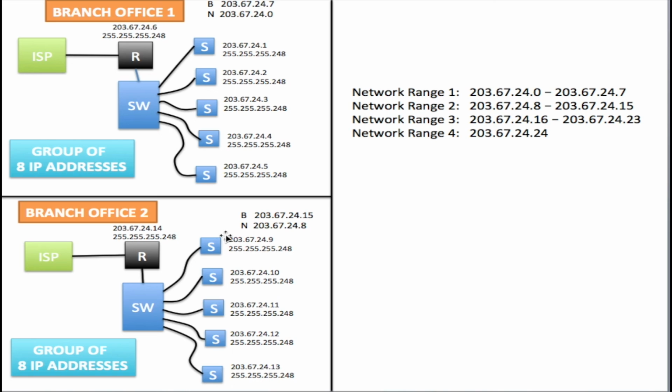Now you'll notice that branch office number 2, which is right here, 203.67.24.8 to dot 15. Now dot 8 is for the network and dot 15 is broadcast, and we're assigning to devices from dot 9 right up to dot 14. And the subnet mask is the same, 255.255.255.248 for all the devices on this network.